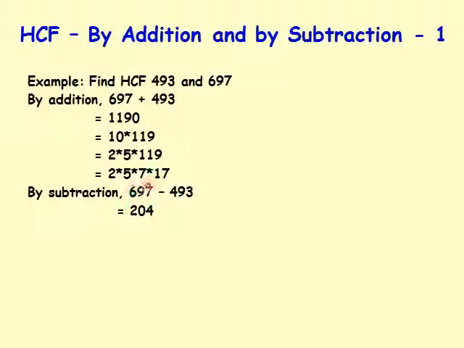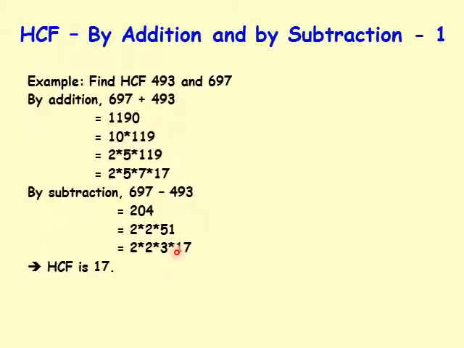697 minus 493 is 204. 204 is 2 times 2 times 51. 2 is a factor of 204, and that makes it 2 times 102, and 102 also has a factor of 2, that makes it 2 times 51. Now you look at 51, 5 plus 1 is 6, and that means 51 is divisible by 3. So it is 2 times 2 times 3 times 17.